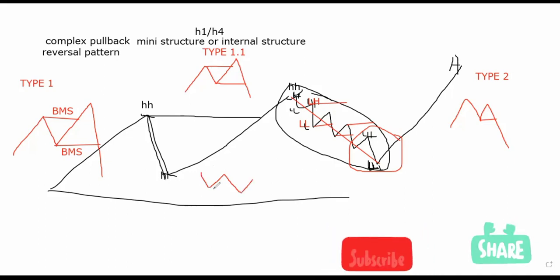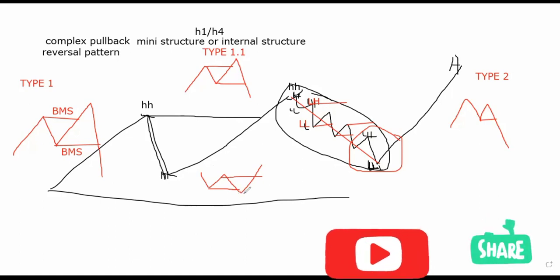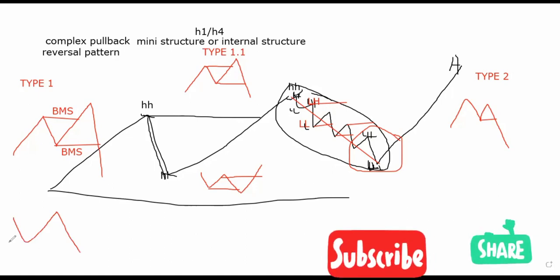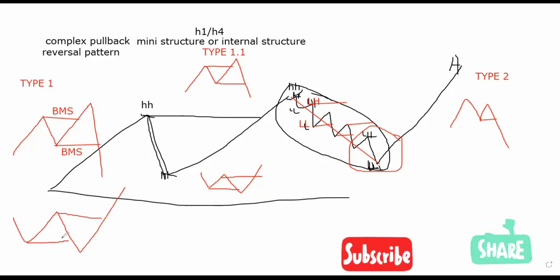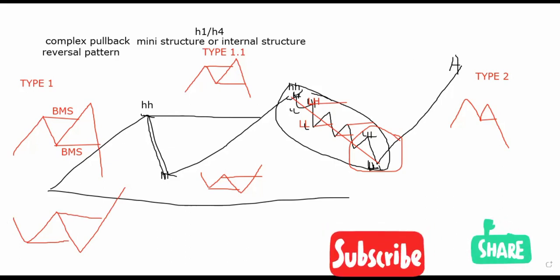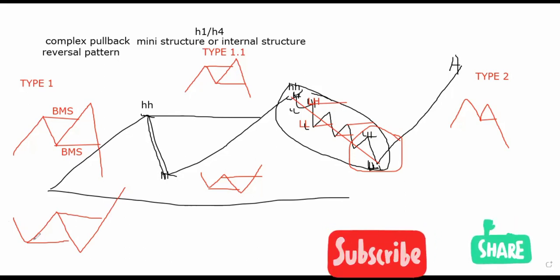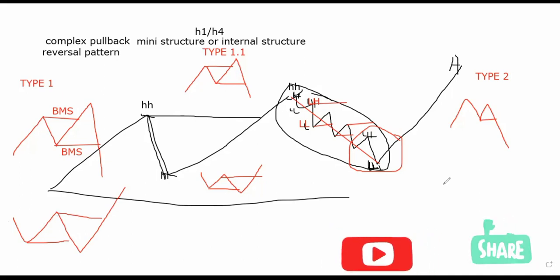You only have a BMS to the downside, right? This is a BMS, and this is also a BMS, right? But this is just a wick. And for this type 1 now, you see the same thing, right? A BMS and a BMS. That is for your uptrend, so this is for your downtrend to uptrend. And for the type 2 now, you have it like this.